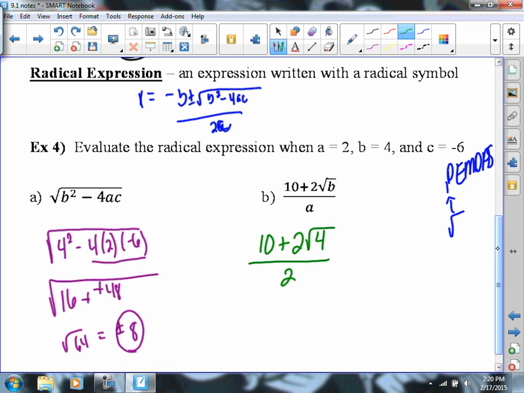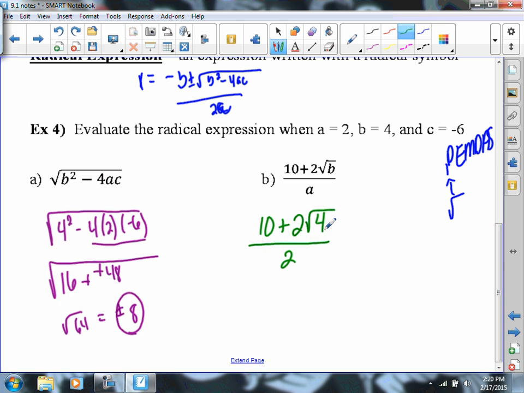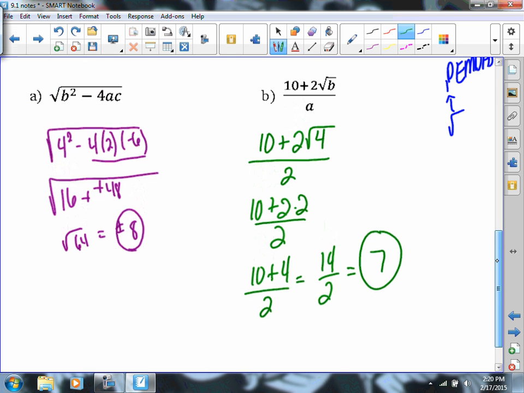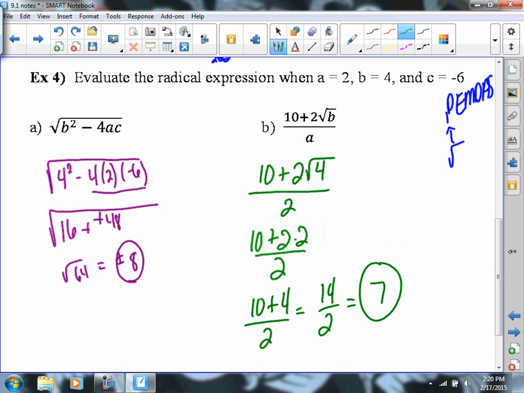So I could also simplify what's inside that square root, inside that radical from our parentheses. The square root of 4 is going to be 2, so this will be 2 times 2. And then 10 plus 2 times 2. 2 times 2 is 4. Now we can do the 10 plus 4, which is 14, divided by 2, which is 7. So as you simplify these types of expressions, just remember to substitute and then follow order of operations when you're simplifying.